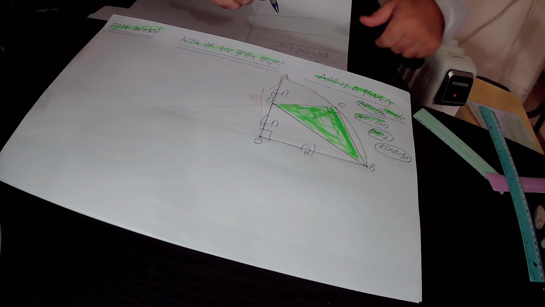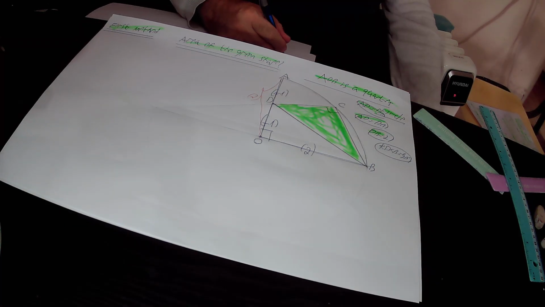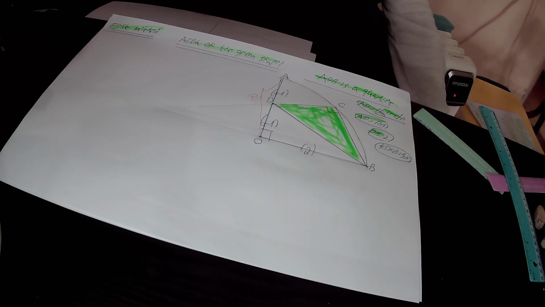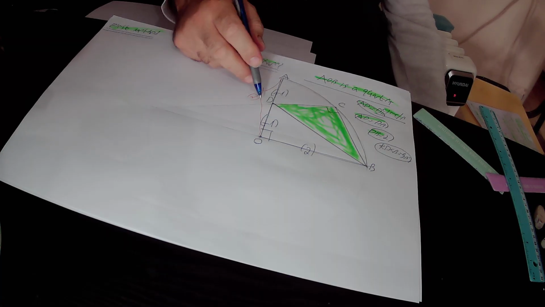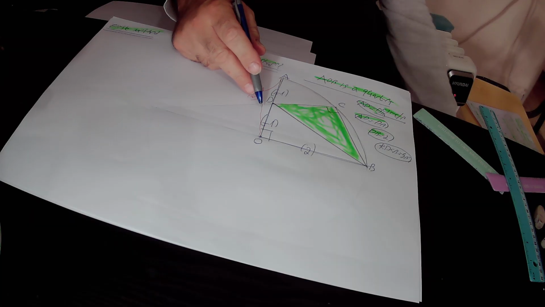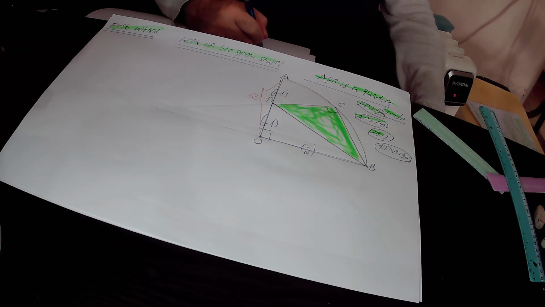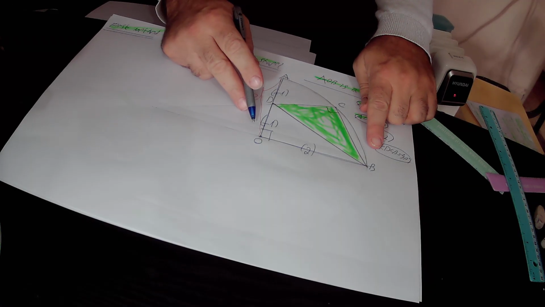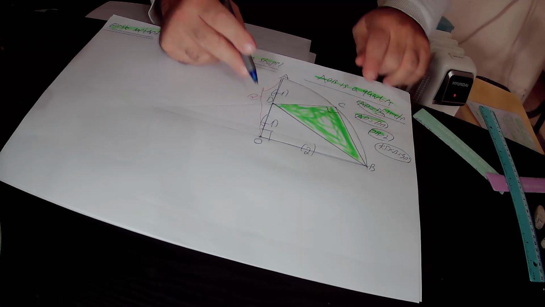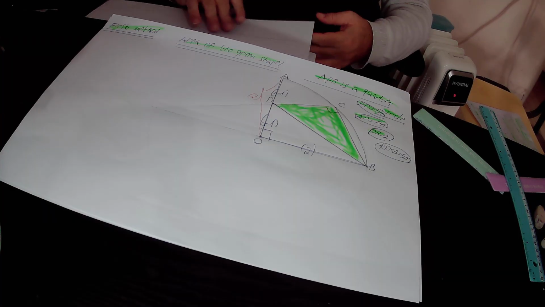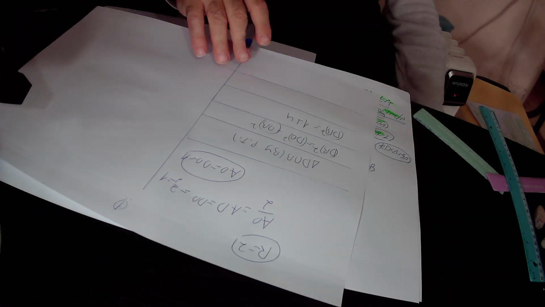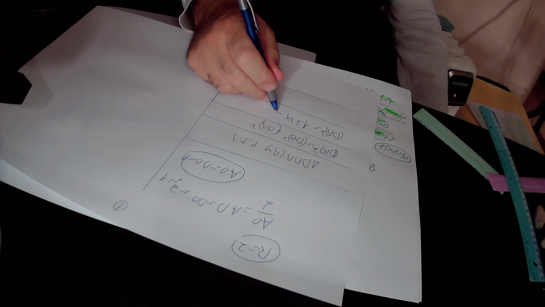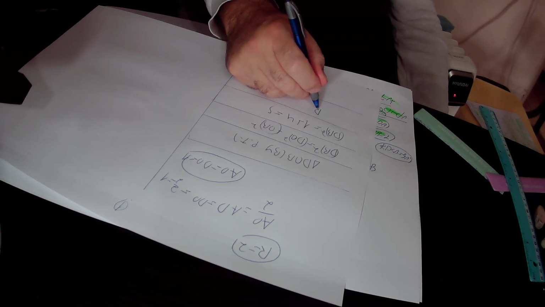DB is the missing side, so DB squared equals DO squared plus OB squared. DO is 1, so DO squared is 1 squared, that is 1. OB is 2, so OB squared is 2 squared, that is 4. So in total, DB squared equals 1 plus 4, that is 5. So DB squared equals 5.